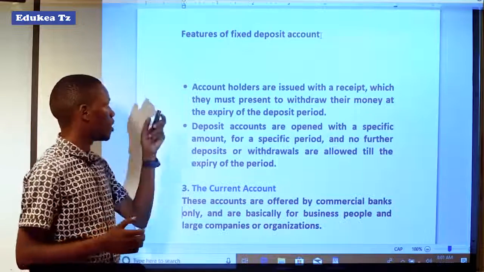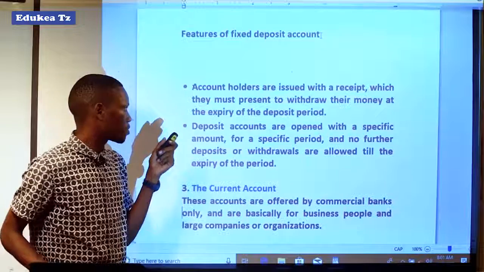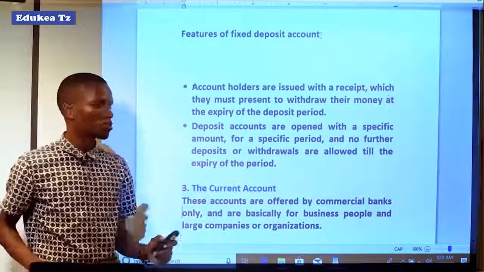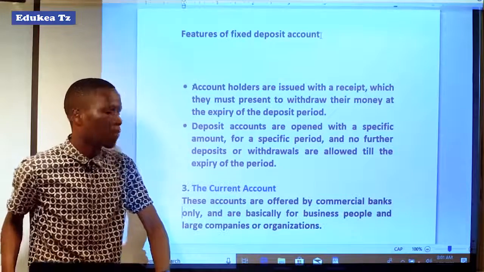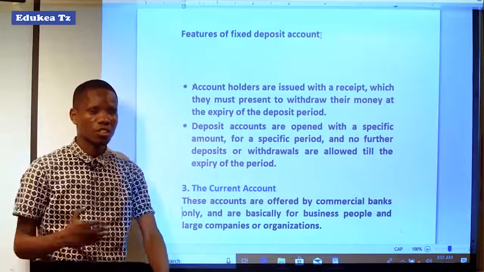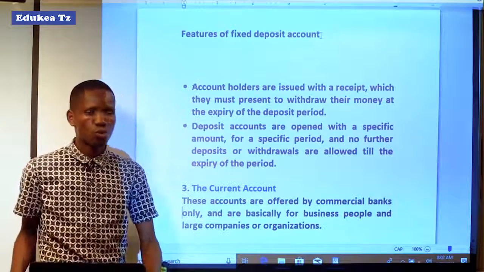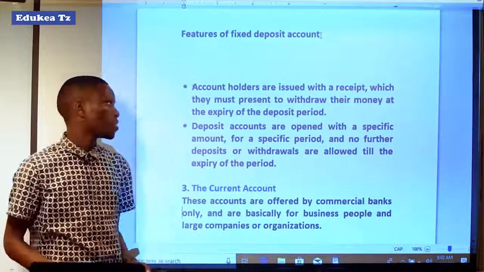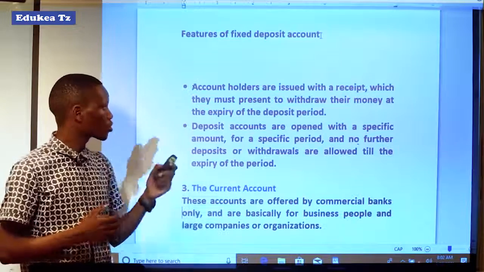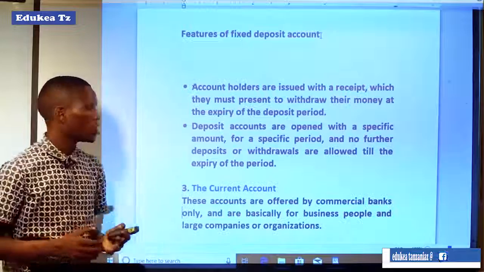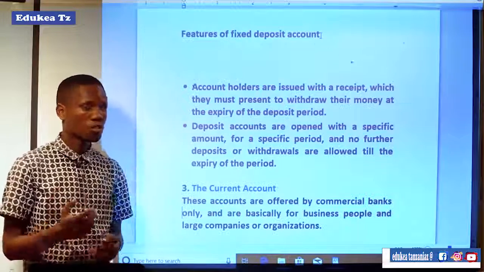Now, another feature of the fixed deposit account is that the account holders are issued with a receipt which they must present to withdraw their money at the expiry of the deposit period. So we know that when people have made a deposit of some amount of money into these financial institutions, like commercial banks in East Africa, when it reaches a time they want to withdraw their money from these banks, they are required to present the receipt to withdraw their money at the expiry of the deposit period, as the money is being posted into the fixed deposit accounts.